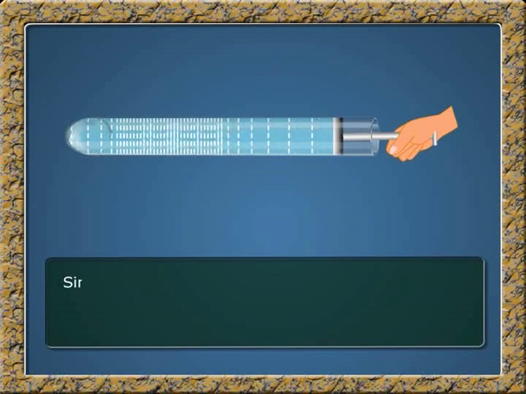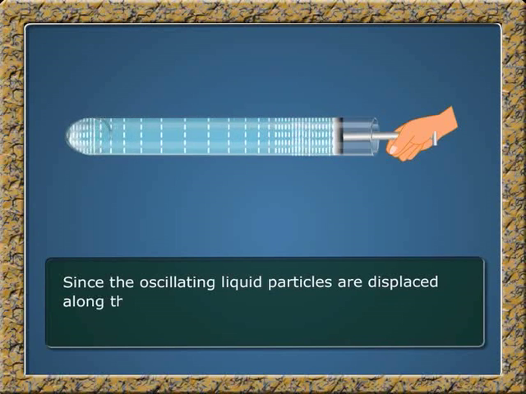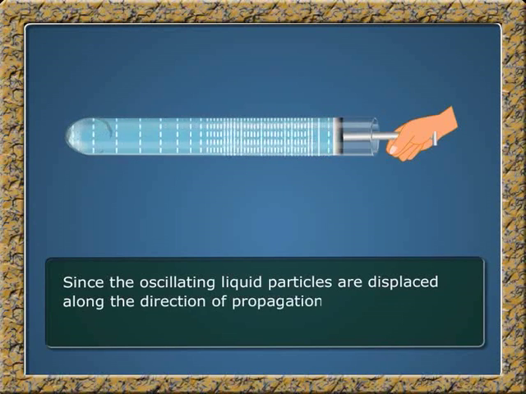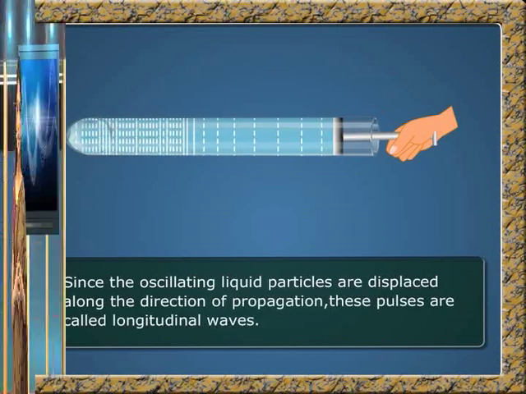Since the oscillating liquid particles are displaced along the direction of propagation, these pulses are called longitudinal waves. Sound waves are longitudinal waves that travel through solids, liquids and gases.